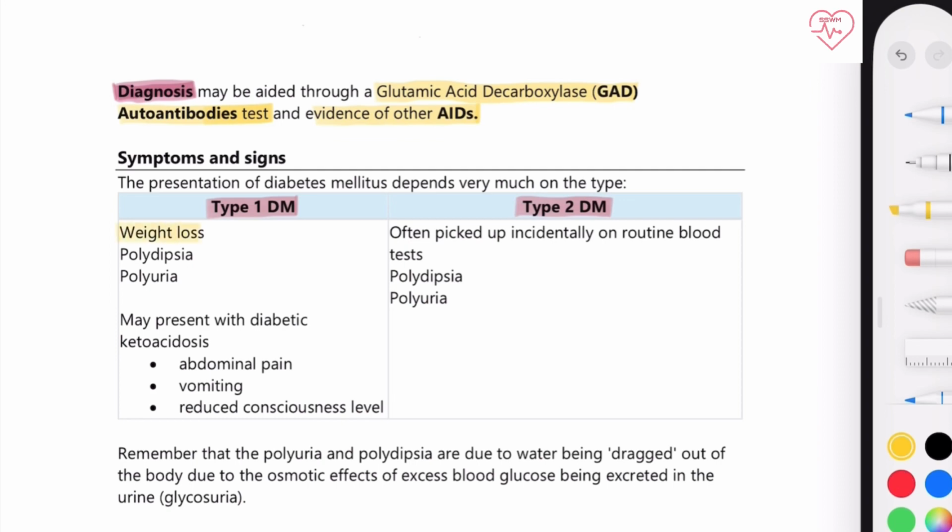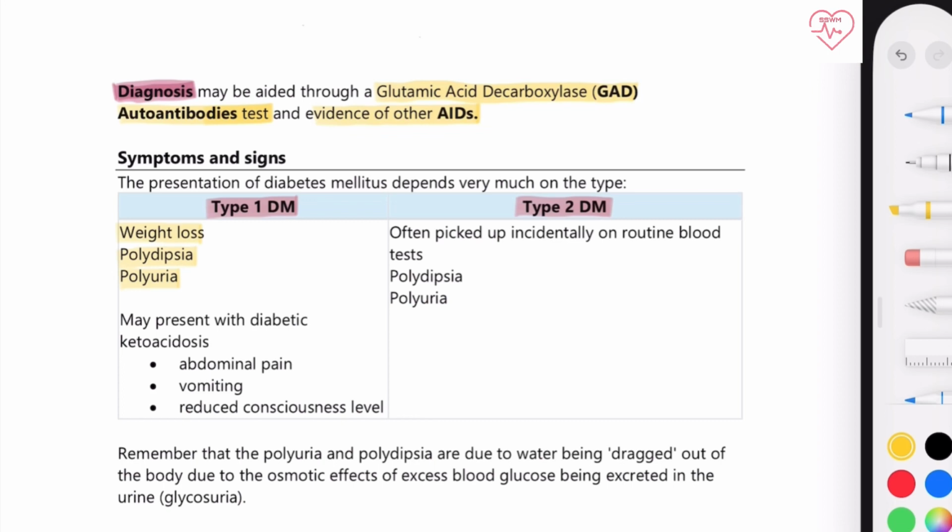There will be weight loss, there will be polydipsia, there will be polyuria. Polydipsia means excessive thirst, like people will be feeling an excessive need for water. And polyuria is excessive passing of urine at the time of night. Okay, so this is the thing which we need to remember.